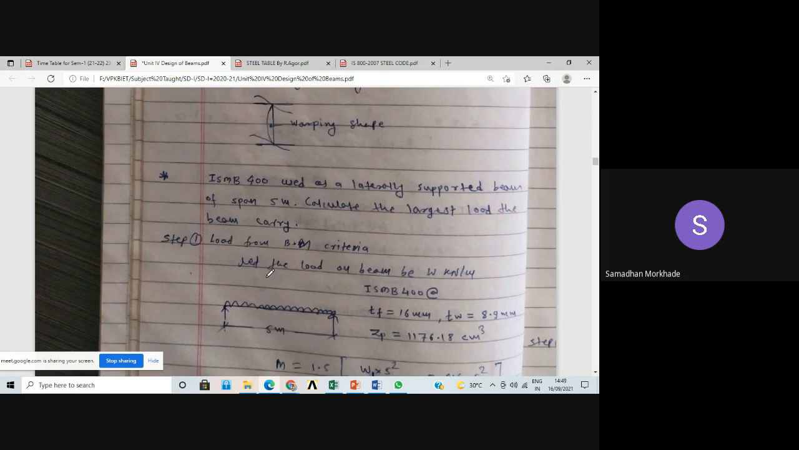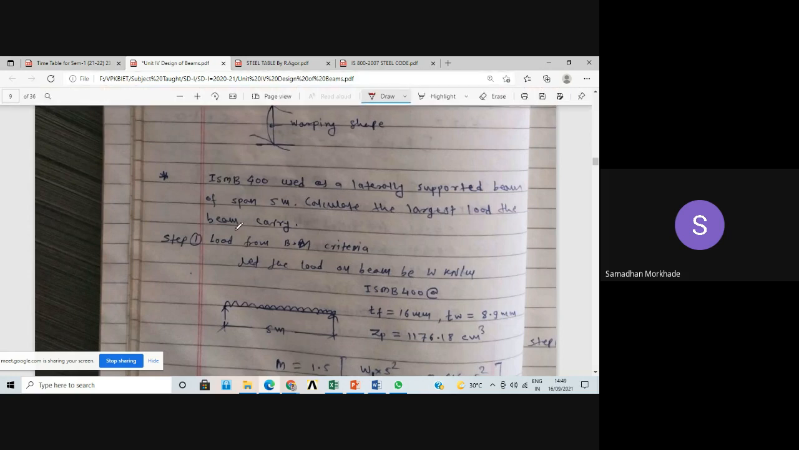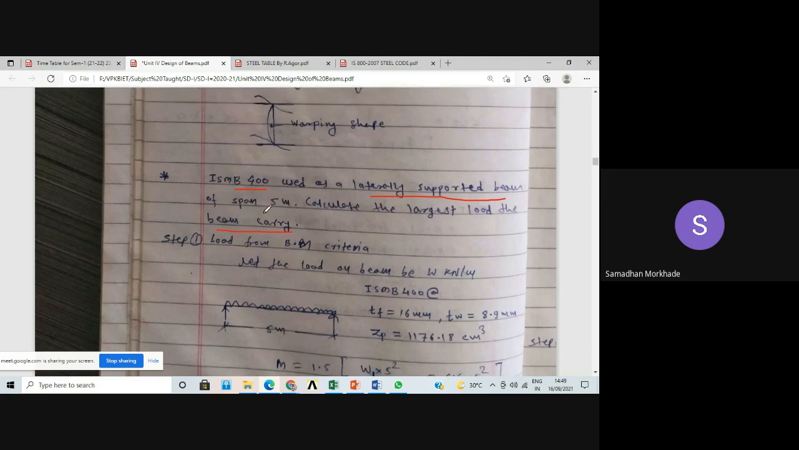Now see, ISMB 400 is used as a laterally supported beam of span 5 meter. Calculate the largest load the beam can carry. The beam section ISMB 400 is given. The support condition is laterally supported beam. The span of the beam is given as 5 meter. We have to calculate the largest load the given beam can carry.